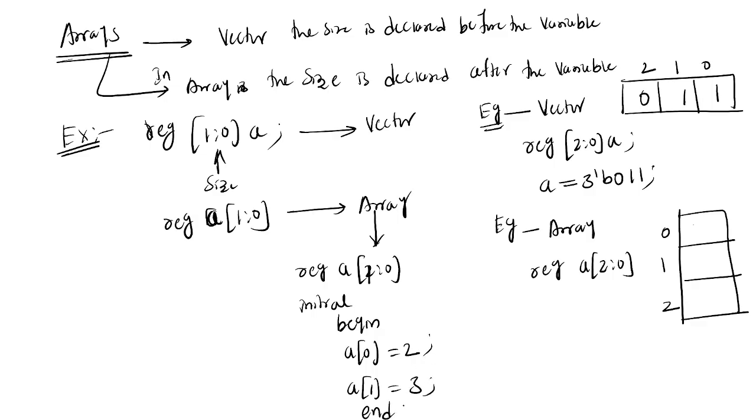So that means here two locations will form. This is the 0th index and the first index. In the 0th index I need to store 2, and in the first index I need to store 3. Like this I will store in the arrays. Is it fine?